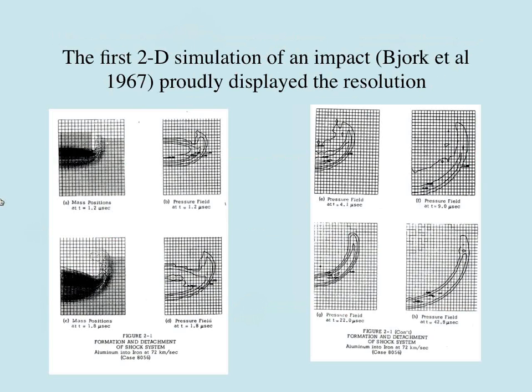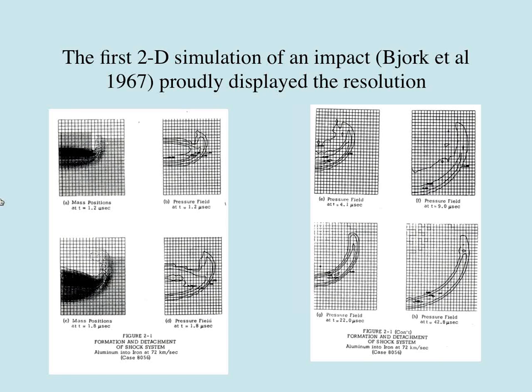In older calculations, this is the first impact calculation as far as I can tell. This is a 2D simulation of an impact that was commissioned by NASA because of the fear that meteor impacts would be the main hazard in flying in space. It was wrong for interesting reasons, but nevertheless it motivated some of the first impact calculations.